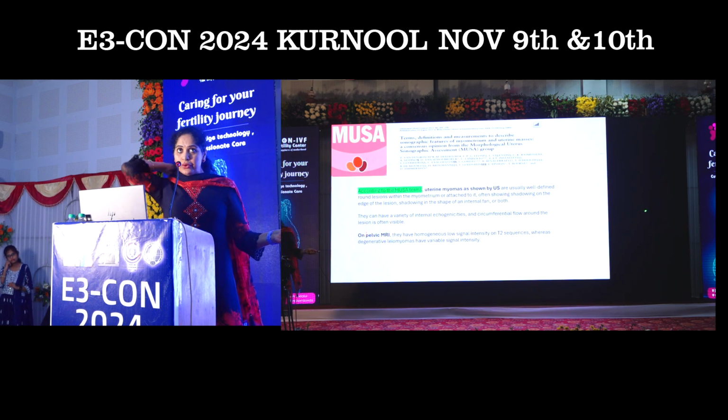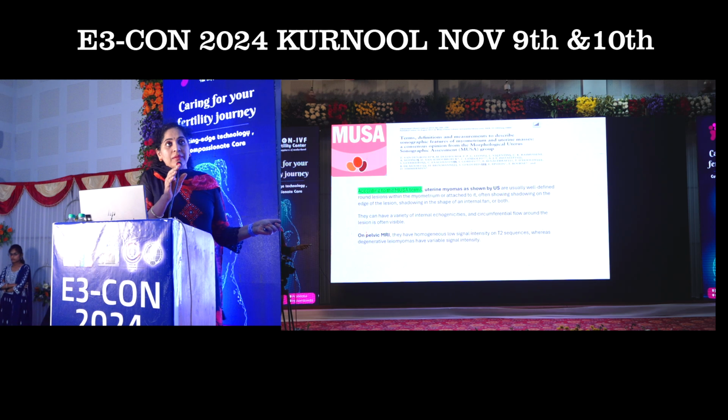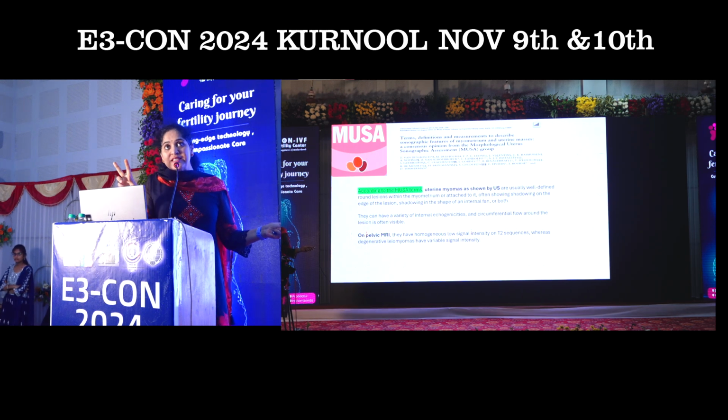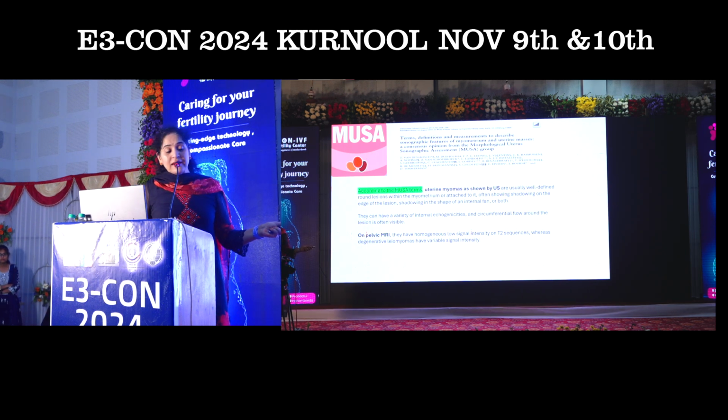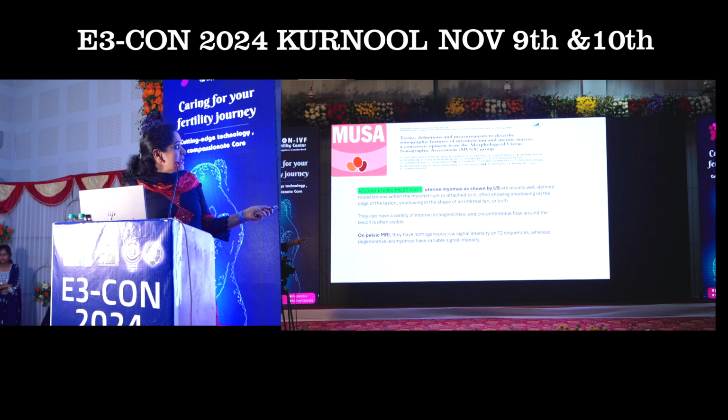Now we are coming down to MUSA criteria. Two things I will be covering: one is myomas, second is adenomyosis. Myomas, as per the MUSA terminology, are well-defined rounded lesions within the myometrium or attached to it, showing shadowing at the edge of the lesion or shadowing in the shape of an internal fan, or both. They can have a variety of internal echogenicity and circumferential flow around the lesion.